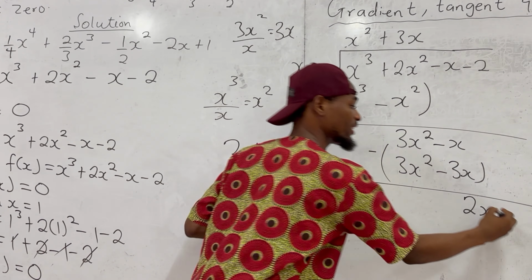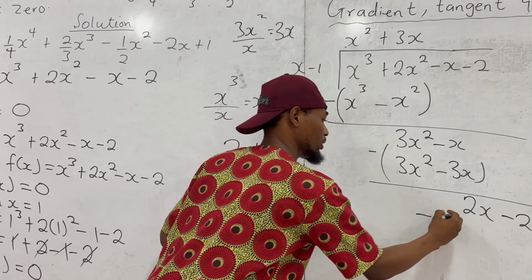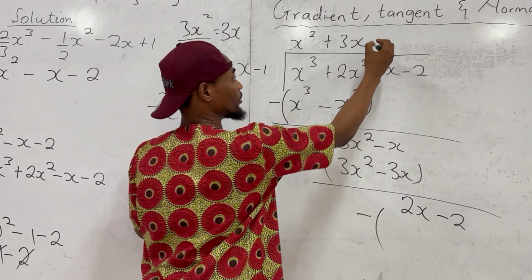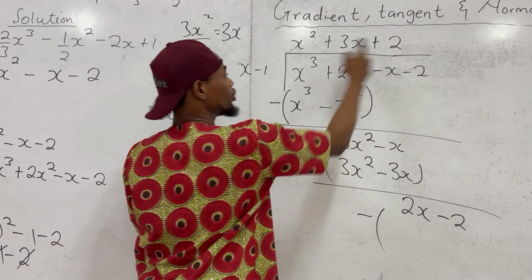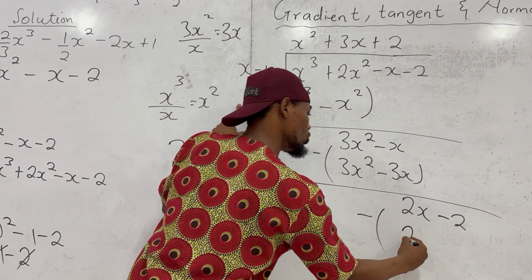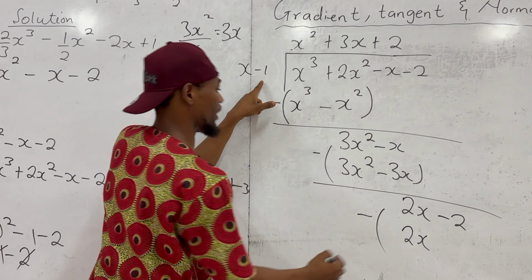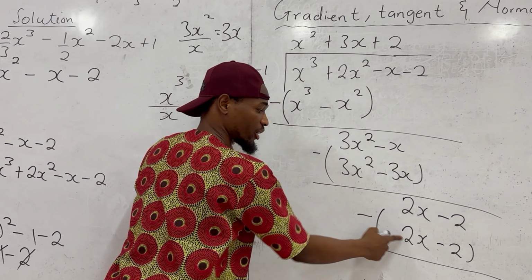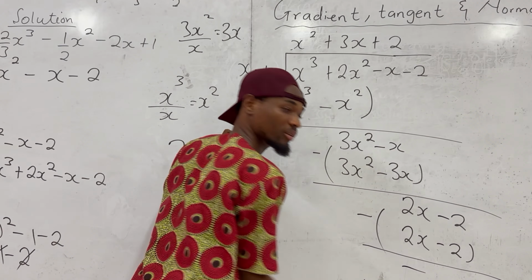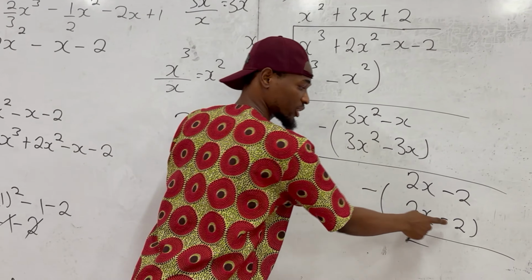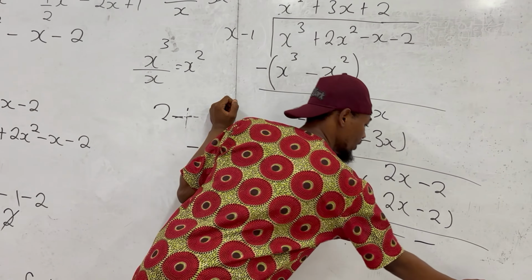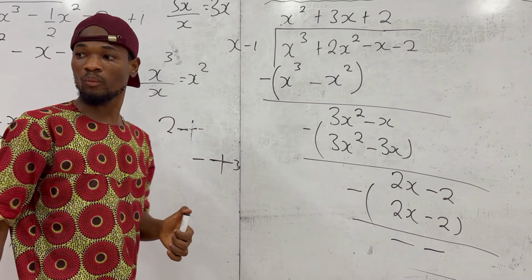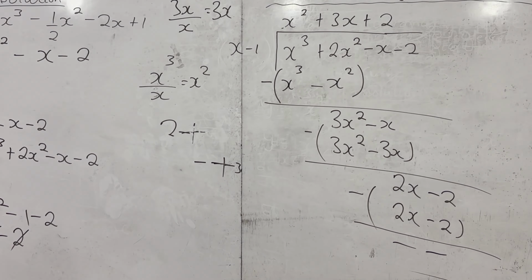We have the negative 2. So x divides this 2 times. So 2 by x is 2x, then minus 2. 2x minus 2x is 0. Negative 2 minus negative 2 also gives 0.